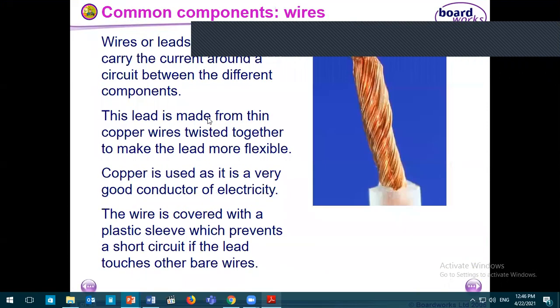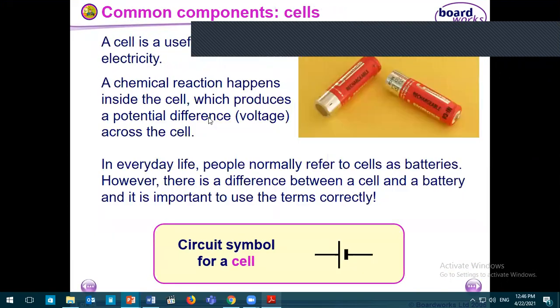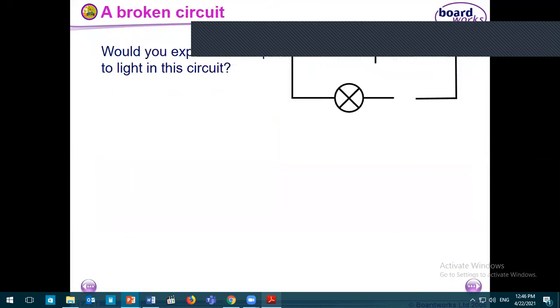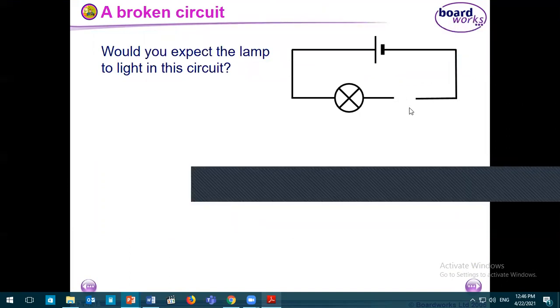So what is a circuit again? It's the path the electricity takes in order to move through. It needs wires, it needs a bulb, and batteries, which are the source of electricity. And if we have any gaps in the circuit, do you think it's going to work? No. Yes, thank you so much.